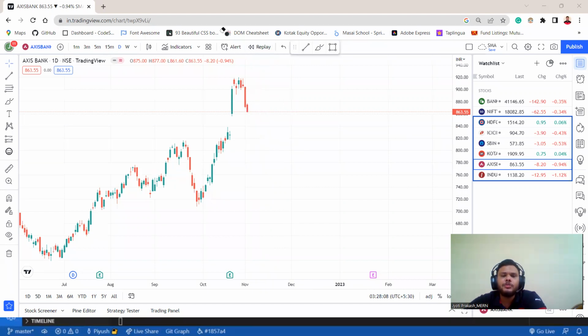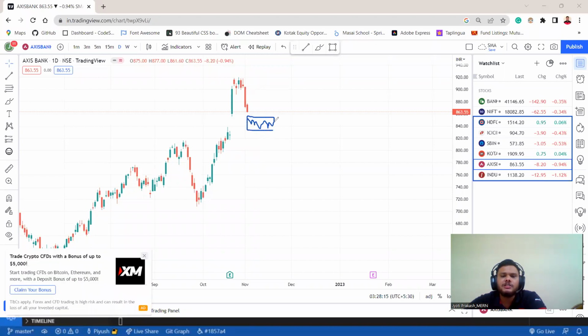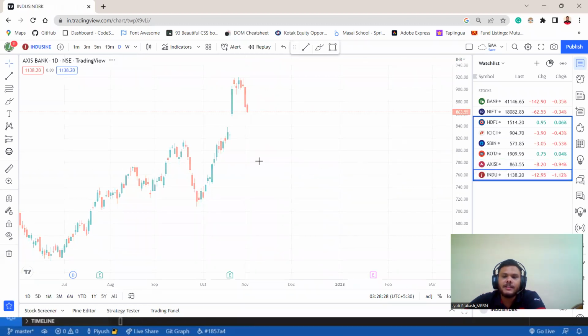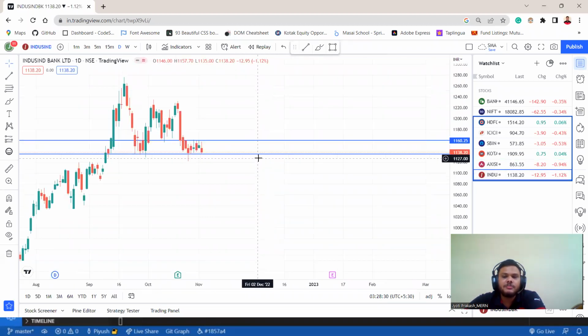But if it opens gap down around 850 or 840 and it shows any positive intent there, then you're going to wait for any trend confirmation. After that we can take a trade for selling. But if it opens gap down and shows strongly negative movement there, then you're going to take a trade for selling. Now let's look into our last bank, which is IndusInd Bank.